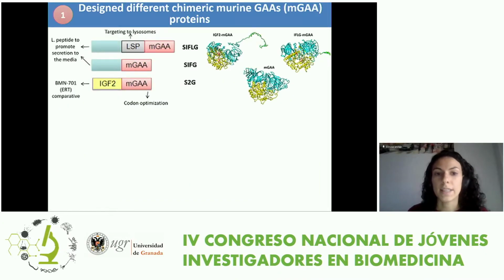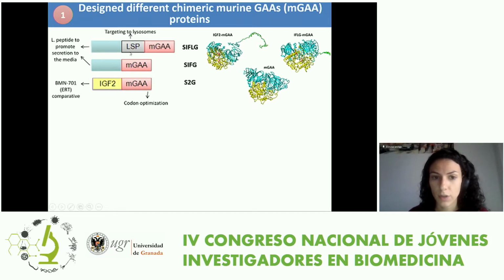First of all, we design different murine GAA proteins because, as I have explained before, the percentage of the protein that is secreted is only 10%, but we want to increase this percentage. For this reason, we designed 3 different chimeric proteins containing the murine GAA cDNA, which was codon optimized. The first construction also contained a leader peptide in order to improve the secretion of the protein to the media.